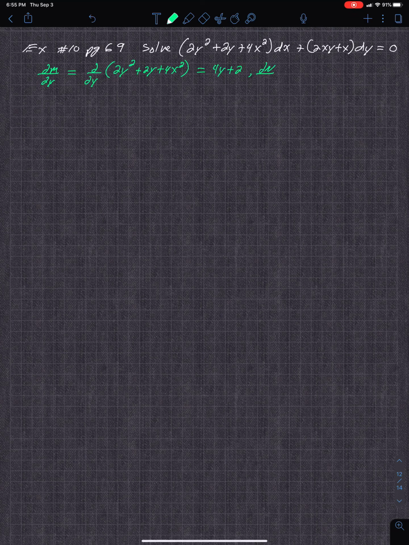To calculate partial n with respect to x, it's partial with respect to x of all of that. So that's 2xy plus x, which is equal to 2y plus 1. Are they the same? No. Okay, so not exact. So partial m with respect to y does not equal partial n with respect to x. So therefore, the given equation is not exact.